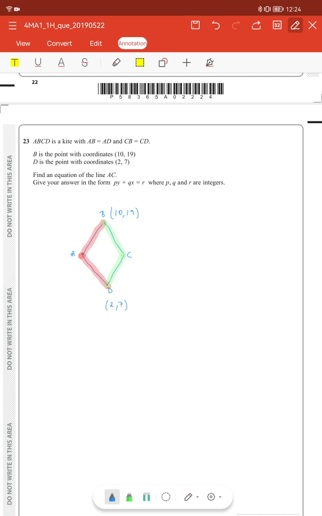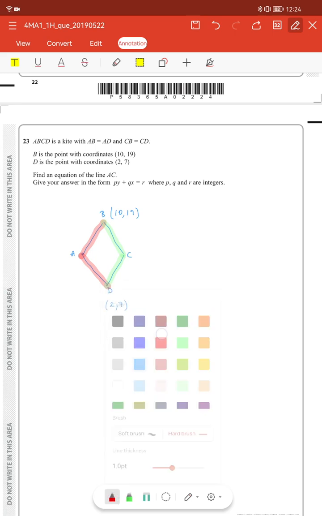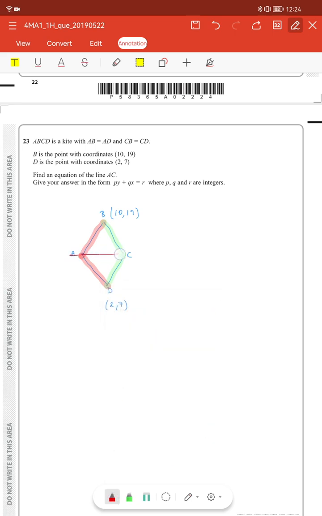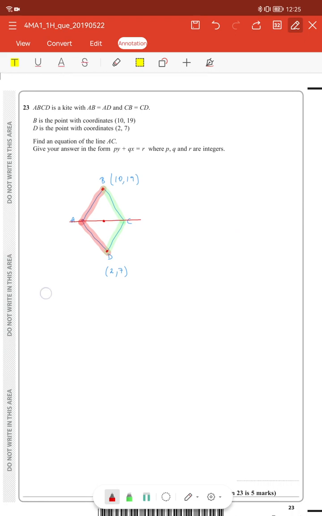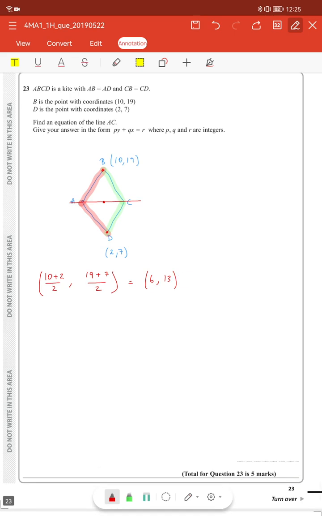So the first thing we want to do is we know that this line here must be halfway between the point B and the point D. So we need to find the midpoint. Now that midpoint is going to be (10 plus 2) over 2 and (19 plus 7) over 2, which would give us the coordinates (6, 13). Now that we have (6, 13), we need to find the gradient of BD.